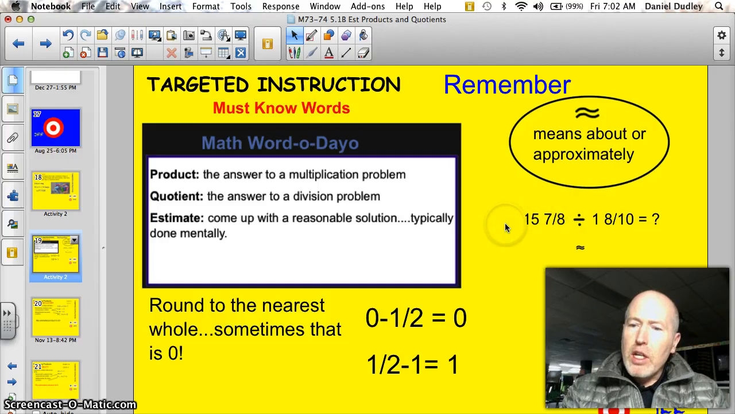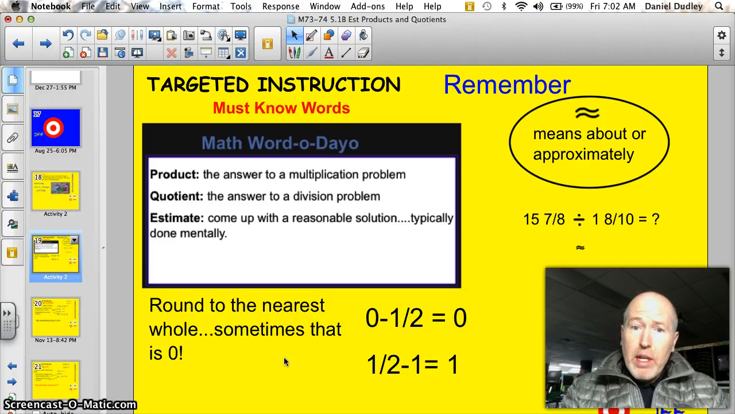Here's just a couple of the quick examples. 15 and 7/8 divided by 1 and 8/10. Well, I don't know what that is, but I can estimate that 15 and 7/8 is about 16. It's almost 16. 1 and 8/10 is about 2. So 16 divided by 2 is 8. My estimated quotient is 8.